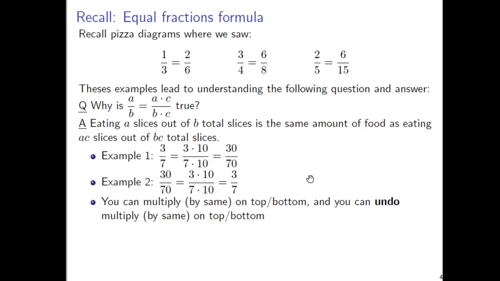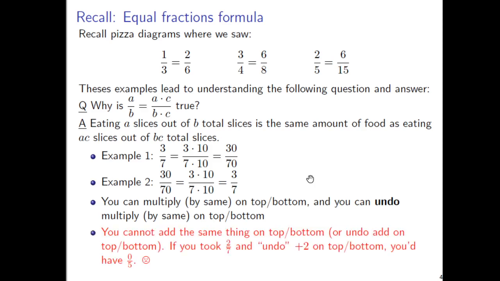Now, you can multiply the same thing on top and bottom, and therefore you can also undo multiplying by the same thing on top and bottom. Now, you can't add the same thing on top and bottom or undo adding the same thing on top and bottom. That is, if you took 2/7 and you undo a plus 2 on top and bottom, you'd be left with 0/5, which would equal 0. And that is not going to be the same value as 2/7.